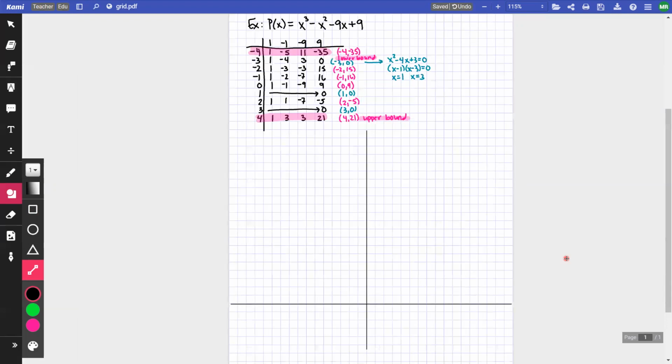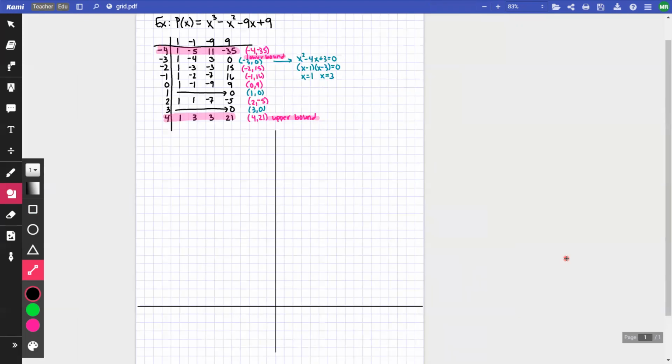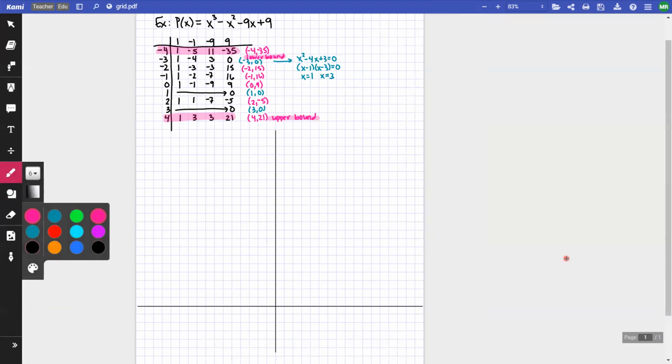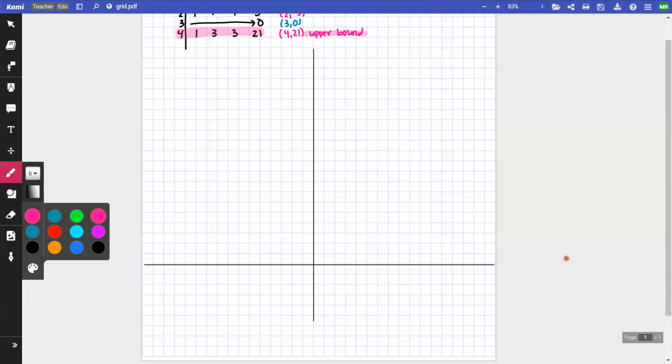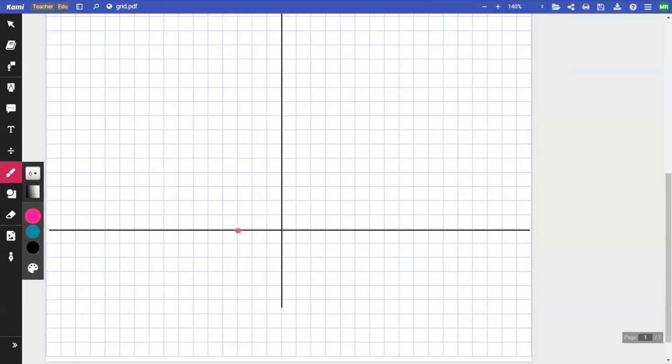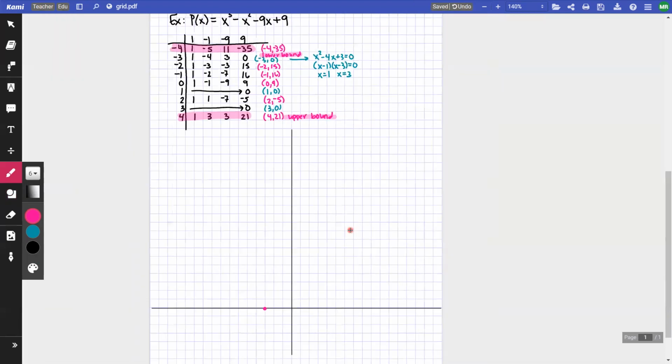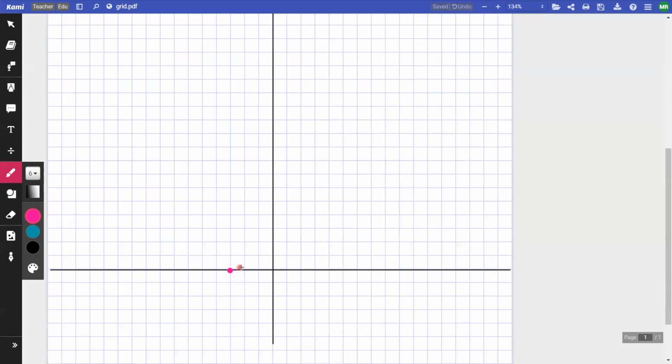So I have this graph. I'm going to be plotting these points on my graph. So let me just get some points. Okay, so I have -4, -35. I'm not going to fit that. I have -3, 0, so I'm going to go to -3, 0 and put my point. I have -2, 15, so I'm going to go to -2, 15.